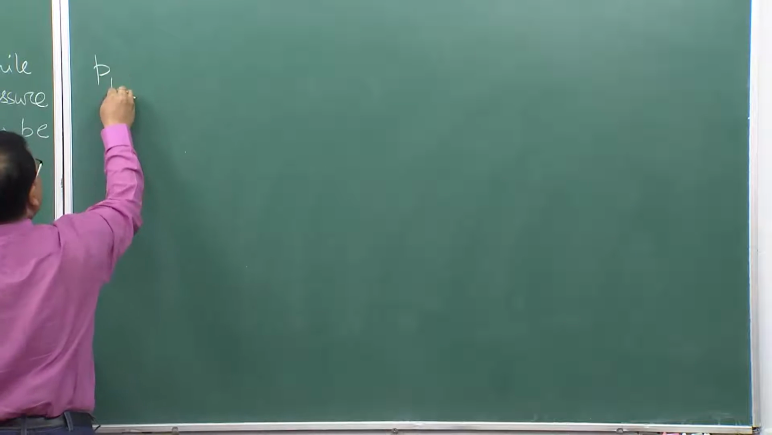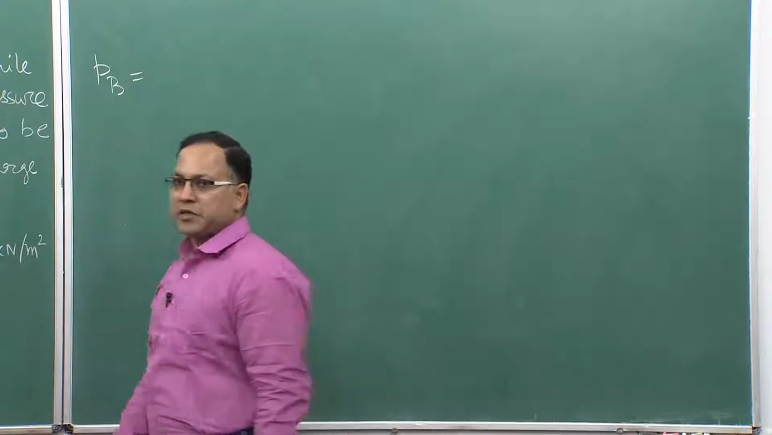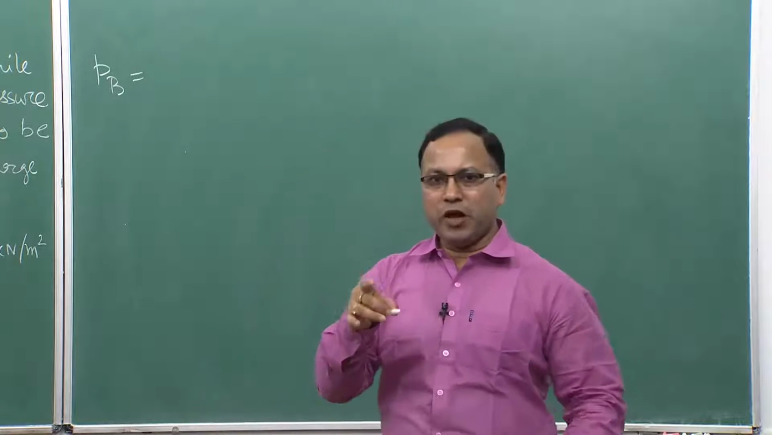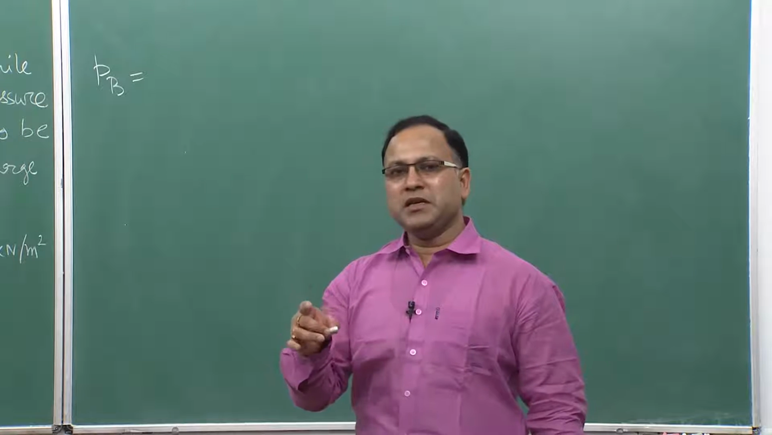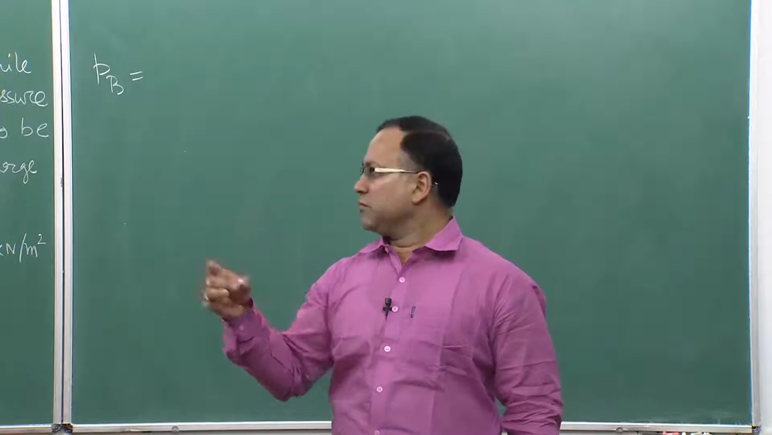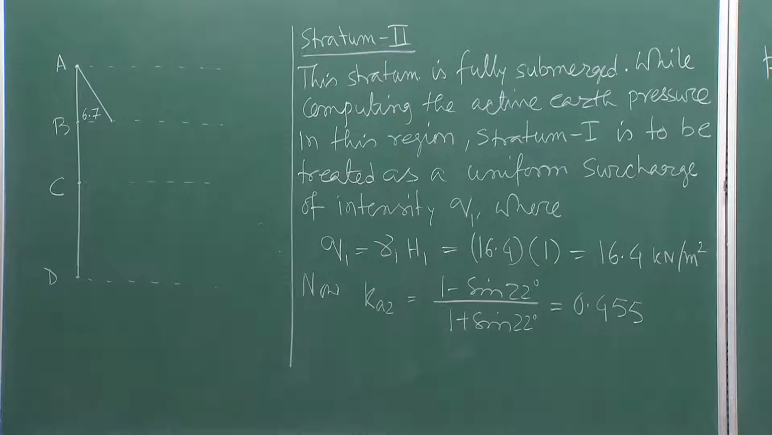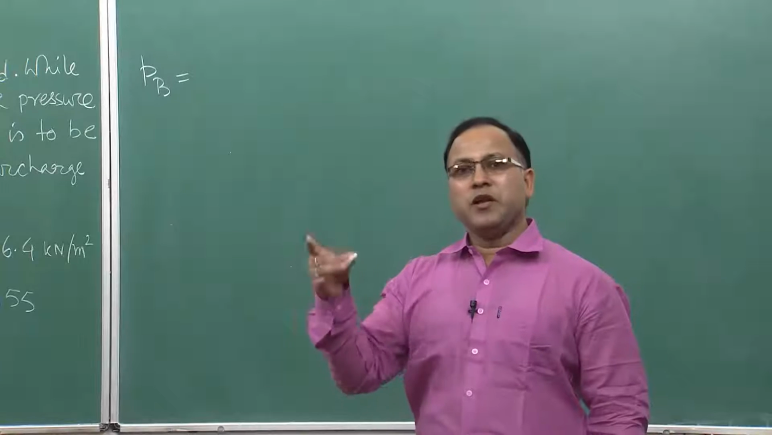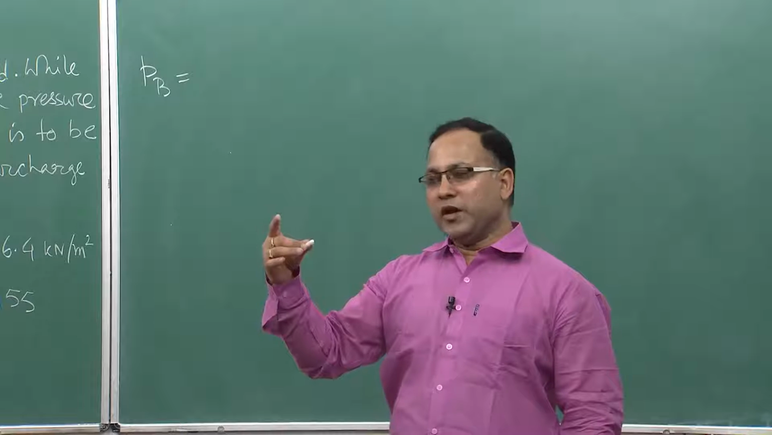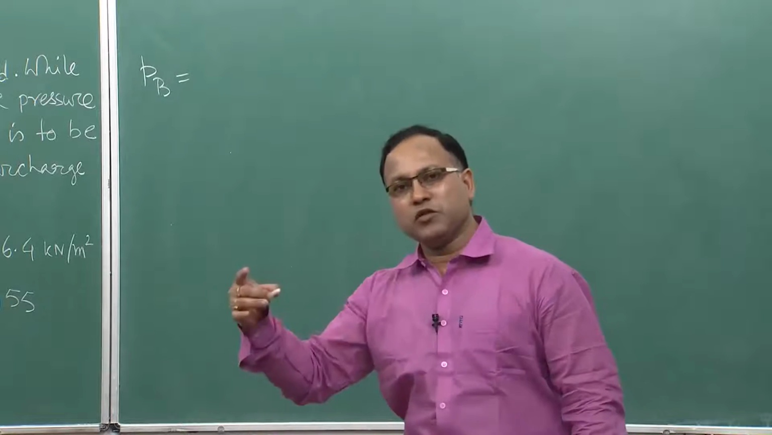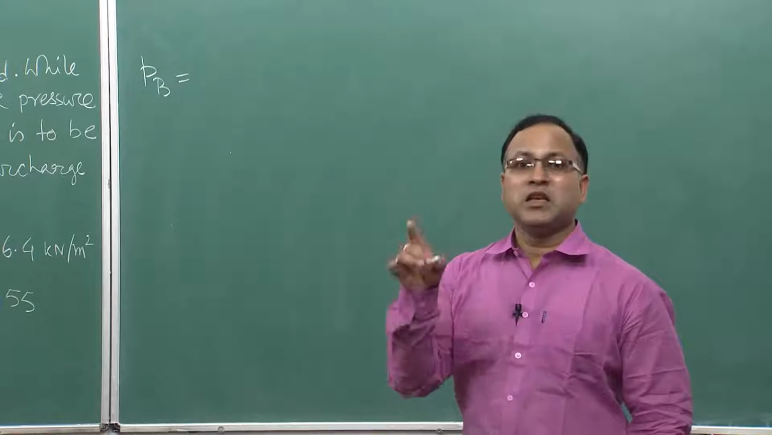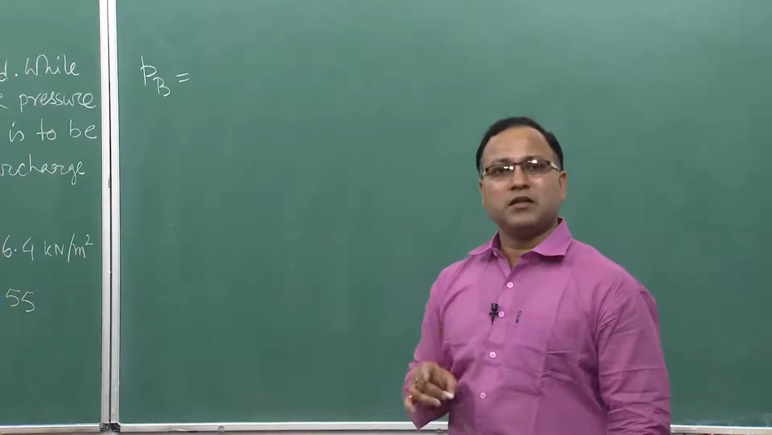So, Pb, that means the active earth pressure at B, but when you are in stratum 2. Point B is a crucial point. Point B is the interface between stratum 1 and stratum 2. You have got some pressure, 6.7 kilonewton per meter square, at point B when you are considering stratum 1, that means when you are coming from point A to B. And now, when you are starting from point B to C, then also you are getting some pressure at point B, and that pressure we are now going to calculate, because you are now considering stratum 2.